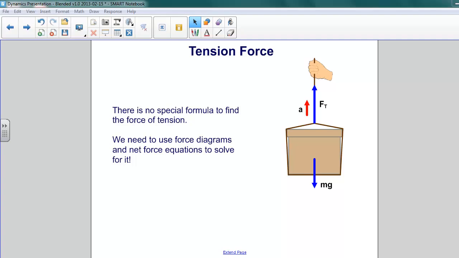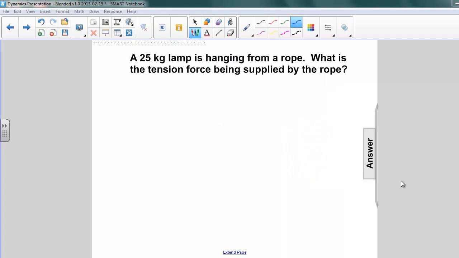Unlike gravity and frictional force, there's no special formula to find the force of tension. We need to use free body diagrams and our net force equations to find it. The best way to do this is to have a look at an example. Here's an example of how to find the tension.